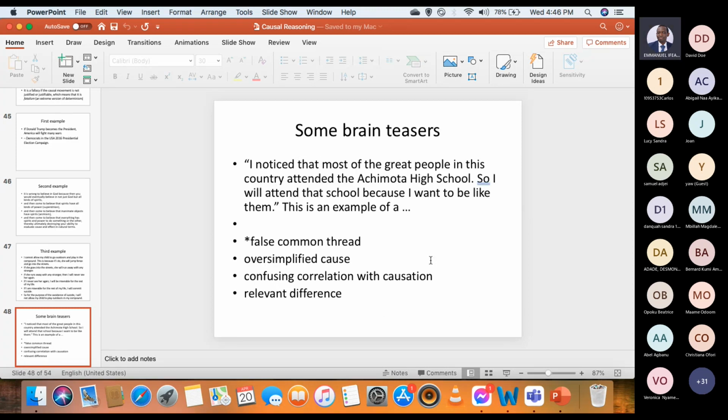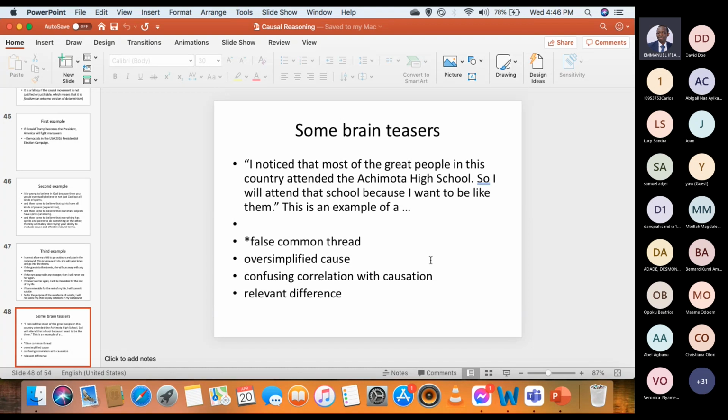Okay, so a little exercise. I noticed that most of the great people in this country attended Achimota High School. So I will attend that school because I want to be like them. This is an example of what? False common thread, oversimplified cause, confusing correlation with causation, relevant difference. Okay. False common thread.